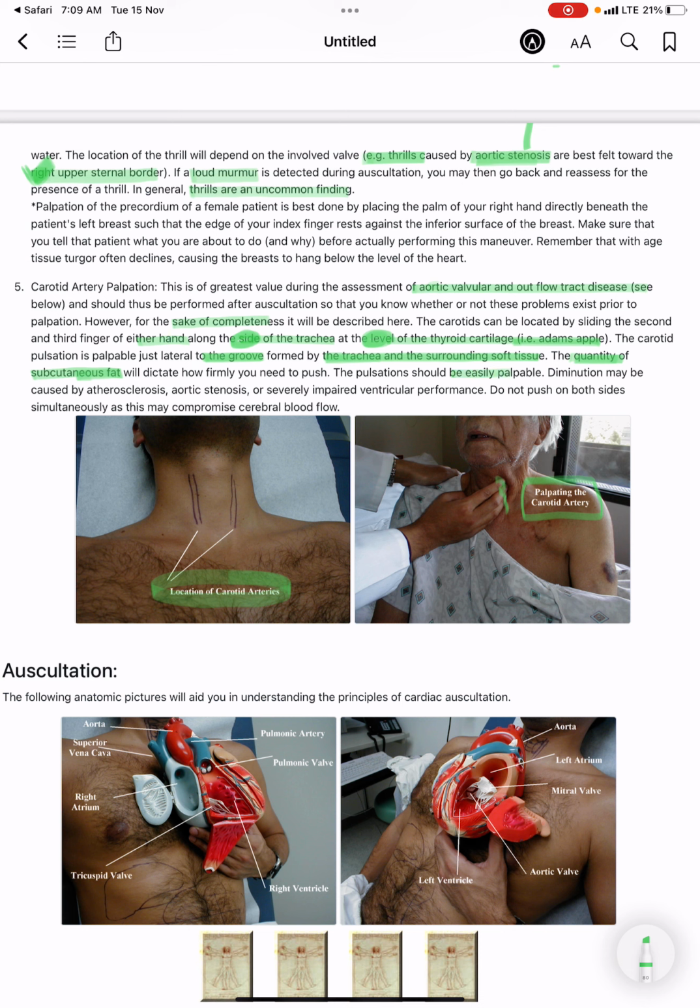The pulsation should be easily palpable. Diminution of the carotid pulsations can be caused by atherosclerosis, aortic stenosis, or severely impaired ventricular performance. Do not push on both sides simultaneously, as this may compromise cerebral blood flow.